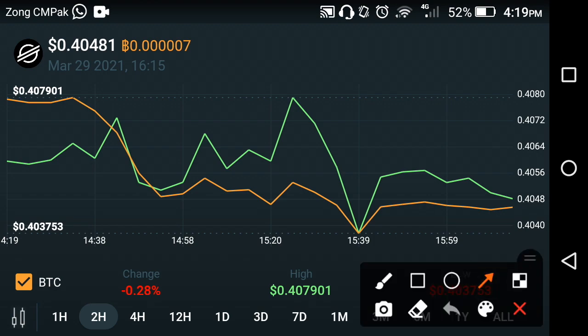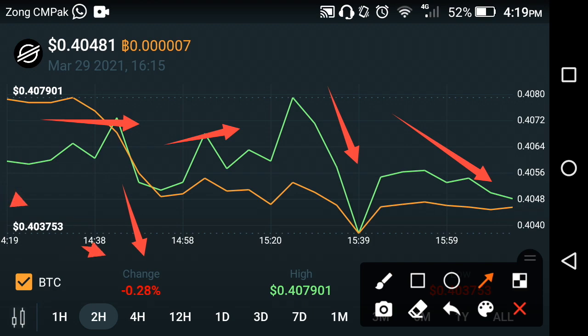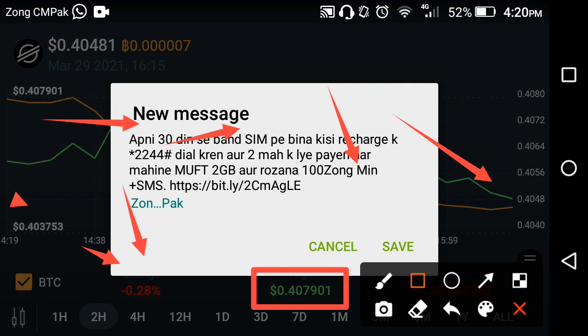Let's see the chart analysis of Stellar XLM of the previous last 2 hours. So it is clear that it falls down hour by hour, as you can see on the graph. The change is also negative because the graph falls down, because the price of Stellar XLM fell down in the previous last 1 hour, and the last 2 hour it has already fallen down. So the change is negative 0.28% in Stellar XLM in the previous last 2 hour. The high price of Stellar XLM in the previous last 2 hour is about $0.407901.